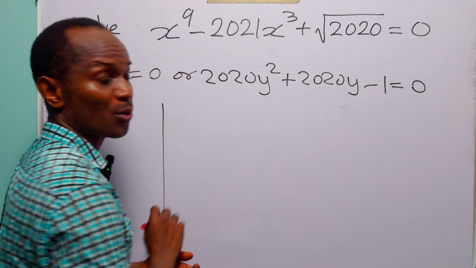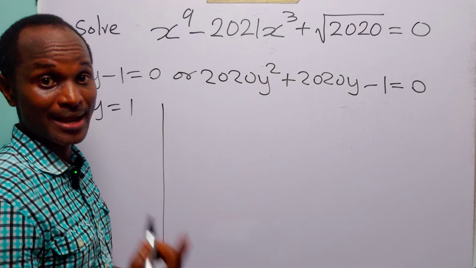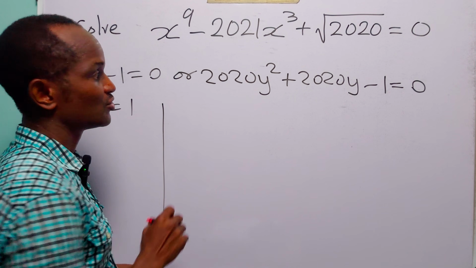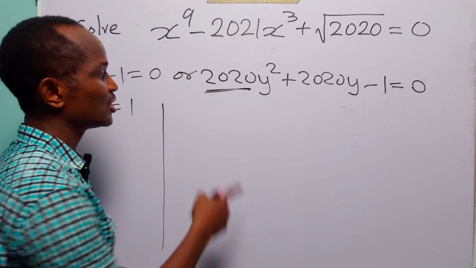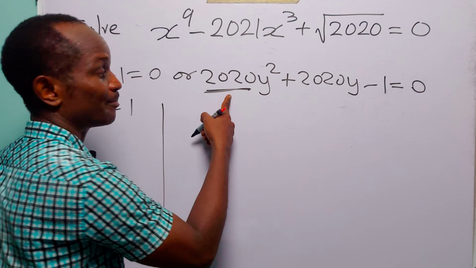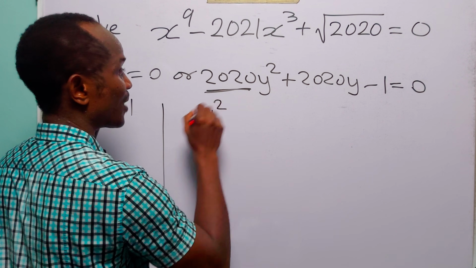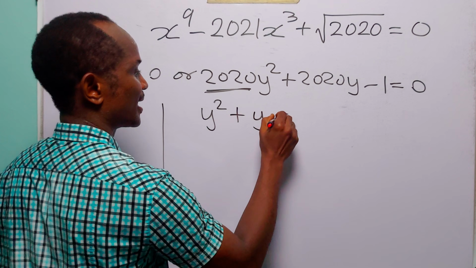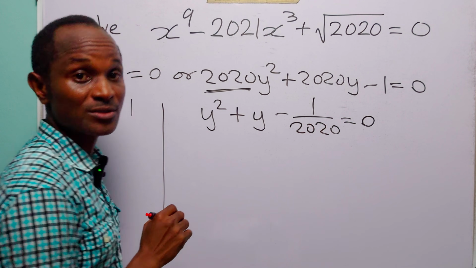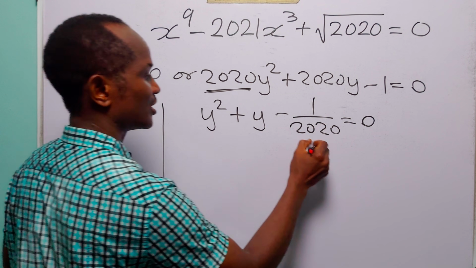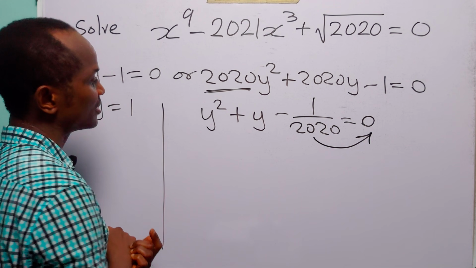Now, we cannot solve this quadratic equation by factorization method. So let us solve it by completing the square method. The first thing we need to do is to make sure that the coefficient of y squared is 1. So we are going to divide through the whole equation by 20. When we do that, we have that y squared plus y minus 1 over 20 is equal to 0. Now, the next thing we are going to do is to send the constant term over to the right-hand side of the equation.